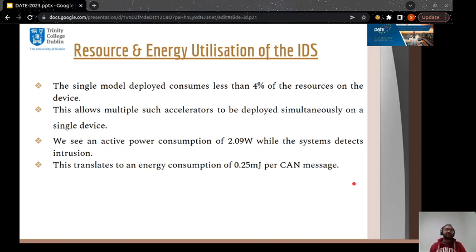this model consumes less than 4% resources on average, leaving enough for other ECU functionalities that can be accelerated on the FPGA. Moreover, multiple such intrusion detection systems can be deployed due to the small number of resources which our single model consumes. We report 2.09 watts as our active power consumption during this intrusion detection, which translates to an energy consumption of 0.25 millijoules to process one message.